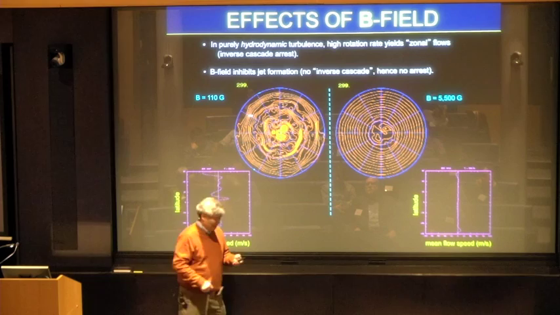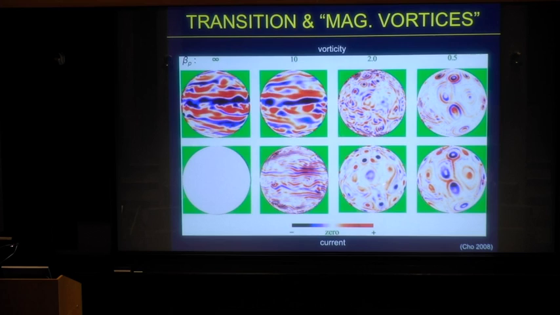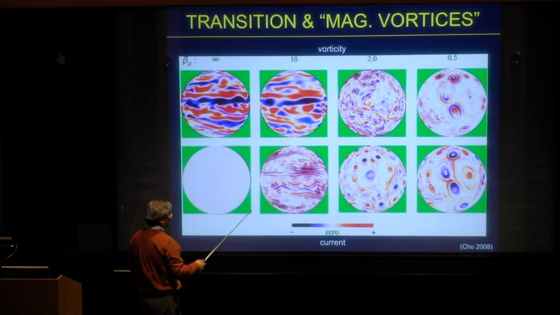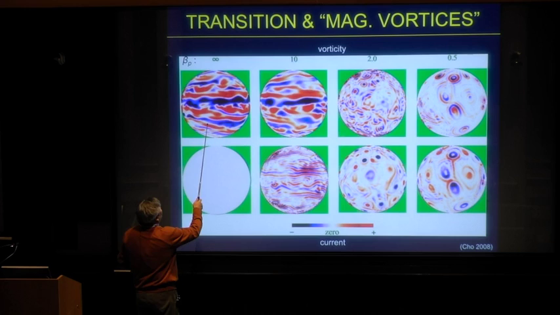I know I'm out of time, so I'll make my last point, and then I guess I'll take questions. This is simply a series of runs. Everything is exactly the same. The only thing that's changed is the amount of initial magnetic field you include. The top is the vorticity, and the bottom is the current, that's the curl of the magnetic field, okay? And you're increasing the magnetic field as you go to the right.